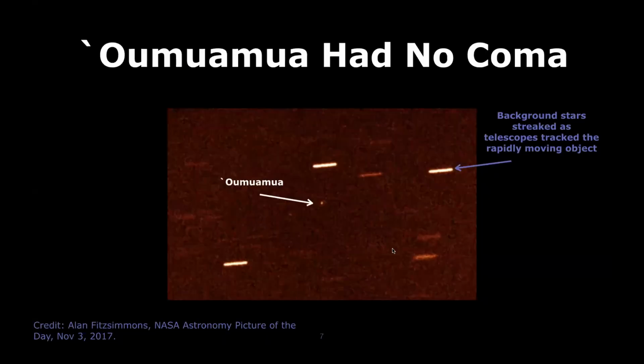Another reason it was so exciting: not only was it the first of its class, but in every way that we expected an interstellar comet to behave, it acted exactly the opposite. For one, Oumuamua had no evidence for a cometary tail whatsoever. This is a deep image taken of Oumuamua, and you can see it's clearly just a point source, with no extended coma.